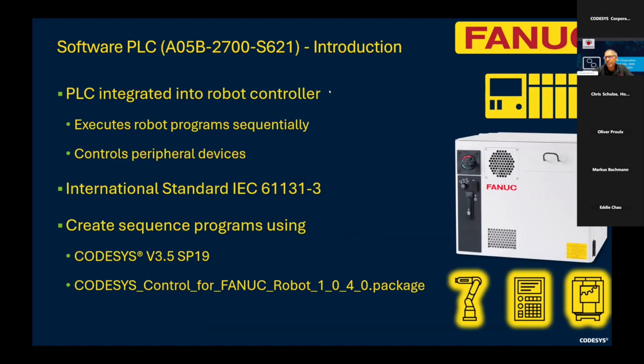As I mentioned quickly before, this option integrates the PLC inside the robot controller to execute programs sequentially. This permits the control of peripheral devices and follows the guidelines outlined in IEC for PLC programming. Users can create sequence programs using CODESYS v3.5, Service Pack 19, or latest, along with the FANUC-developed CODESYS Control for FANUC Robot package. The package level currently is at 1.0.4.0.